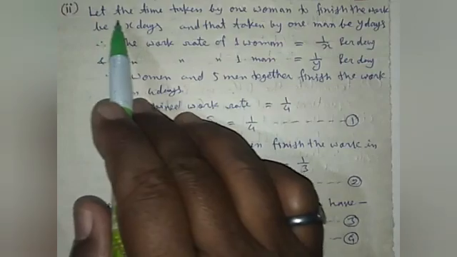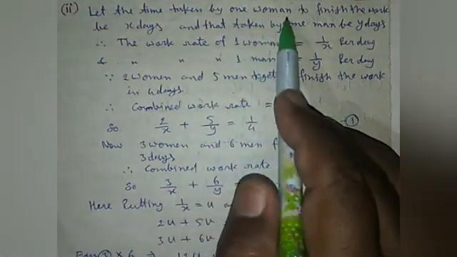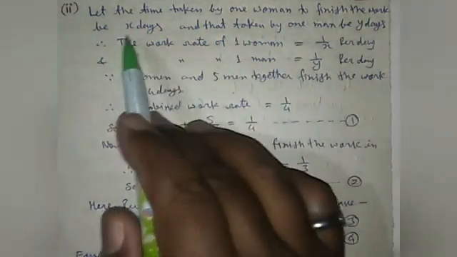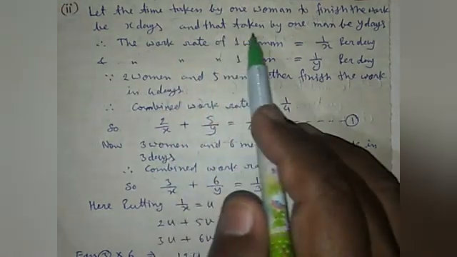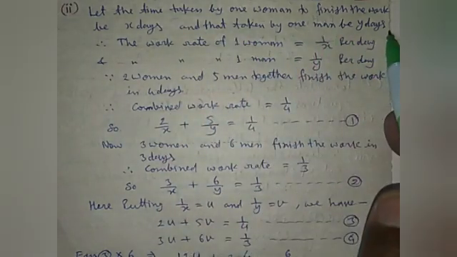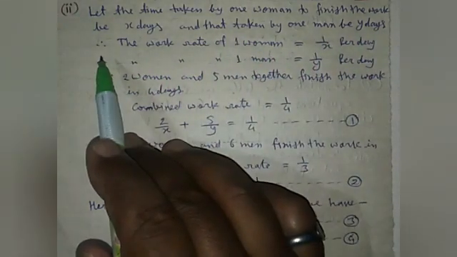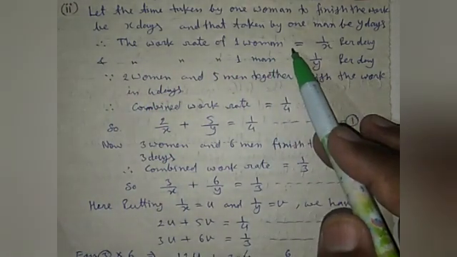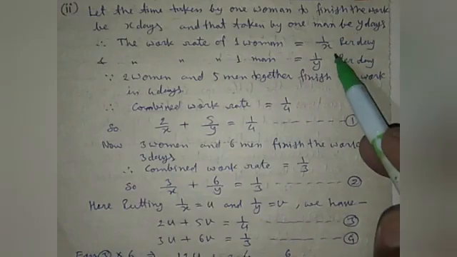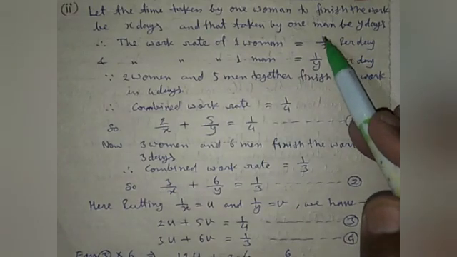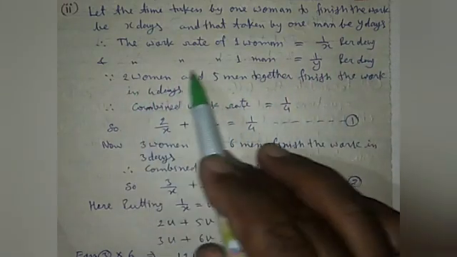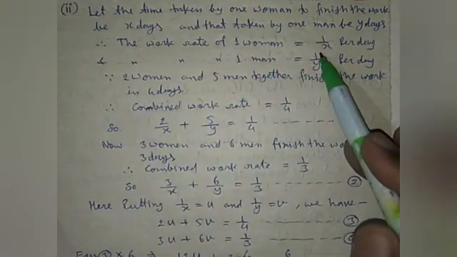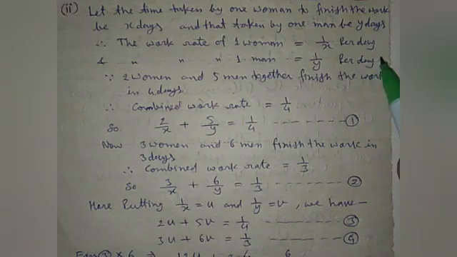Here, let the time taken by 1 woman to finish the work be x days and that taken by 1 man be y days. So here the work rate of 1 woman will be equal to, work rate is equal to 1 upon time. So here it is equal to 1 upon x per day. Similarly, the work rate of 1 man is equal to 1 upon y per day.